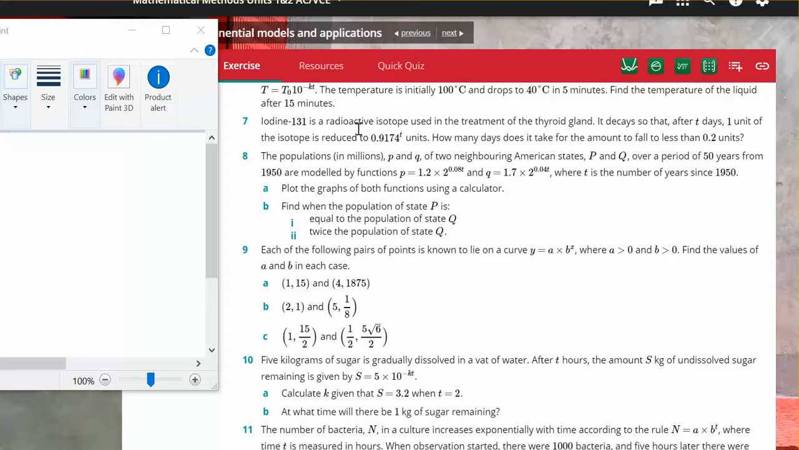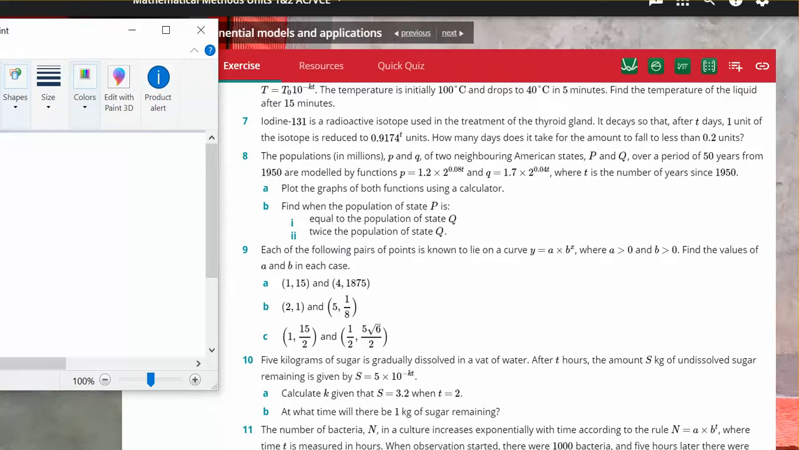Methods, we're going to look at question 7, 8, and 10. Okay, so for question 7, we've got iodine, it's going to decay. We start off with 1 unit, and the isotope is reduced to 0.9174 to the power T units. So how many days does it take for the iodine to fall below 0.2 units?